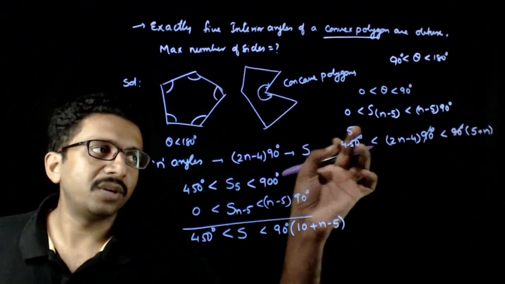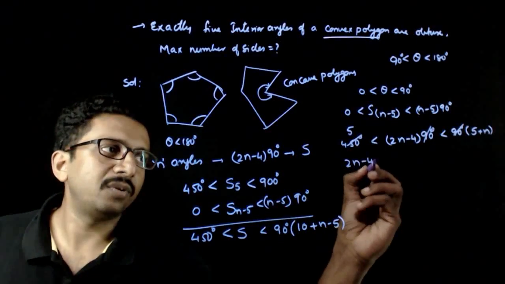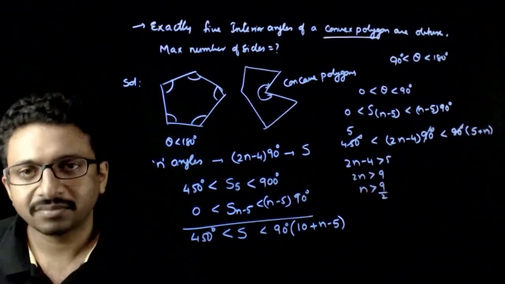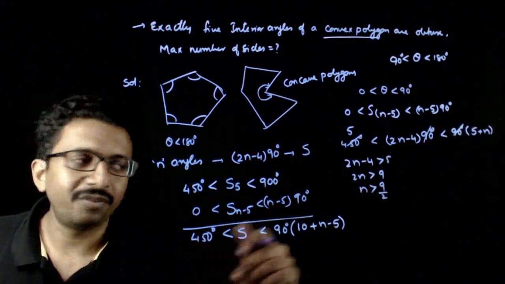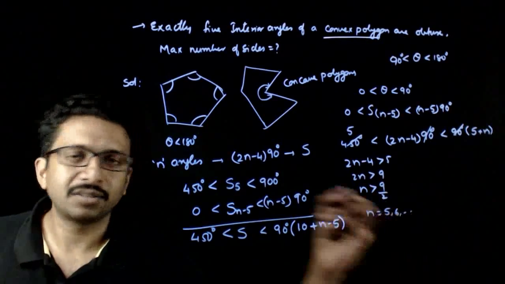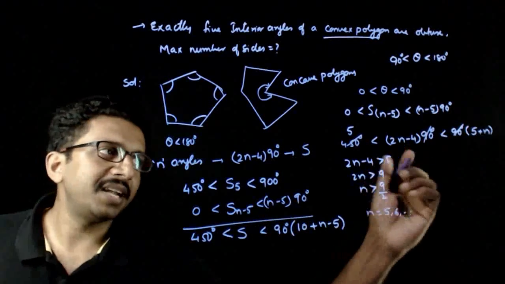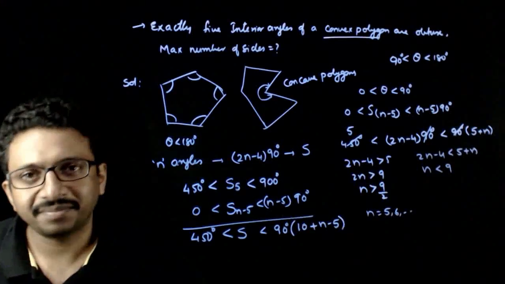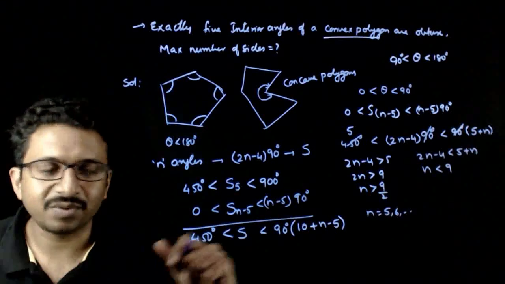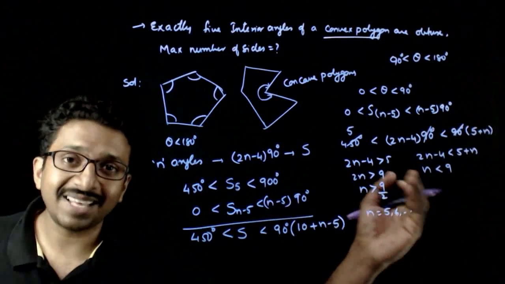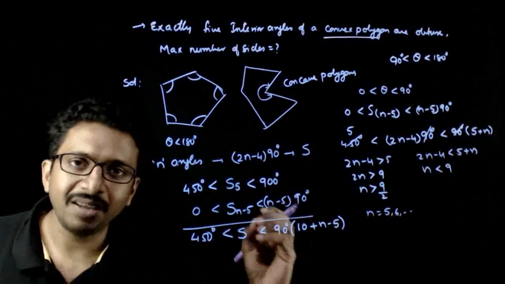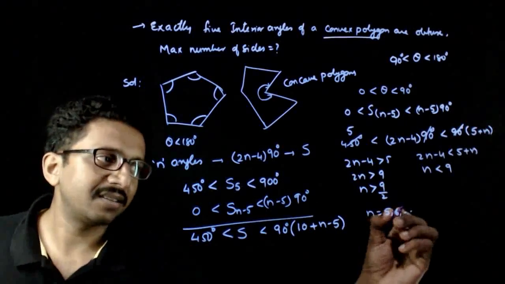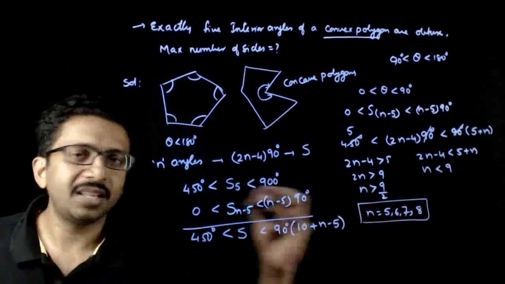So one relation is 2n minus 4 is greater than 5, so 2n is greater than 9, and n has to be greater than 9 by 2. So n has to be more than 4.5, so n can start from 5, 6 and so on. This is one condition. From the other side you get 2n minus 4 is less than 5 plus n, so n is less than 9. So n has to be greater than 4.5, n can start from 5, 6 and so on, and n has to be strictly less than 9. n cannot be equal to 9, so n can go till 8. So the possible values are 5, 6, 7 and 8.